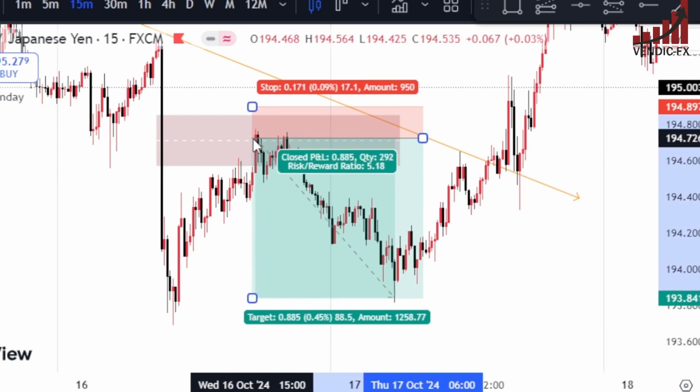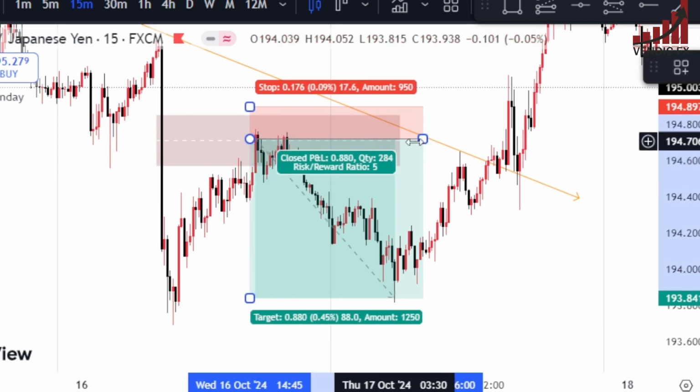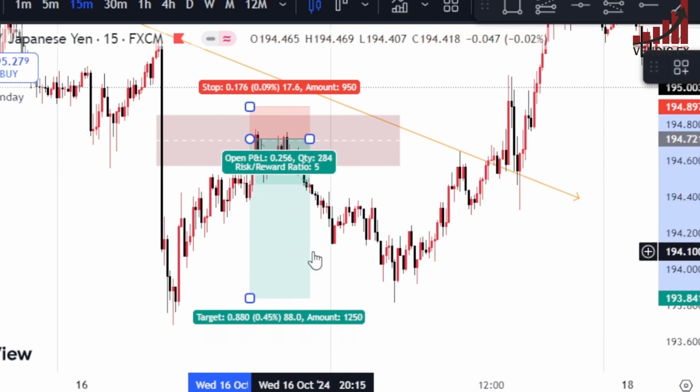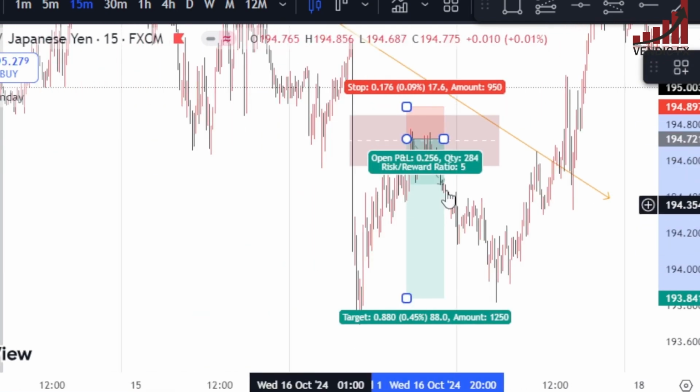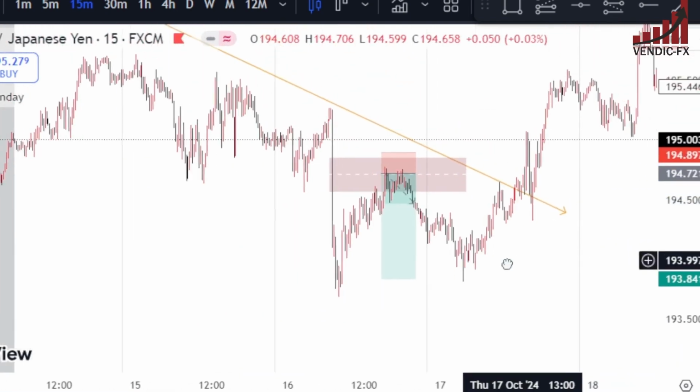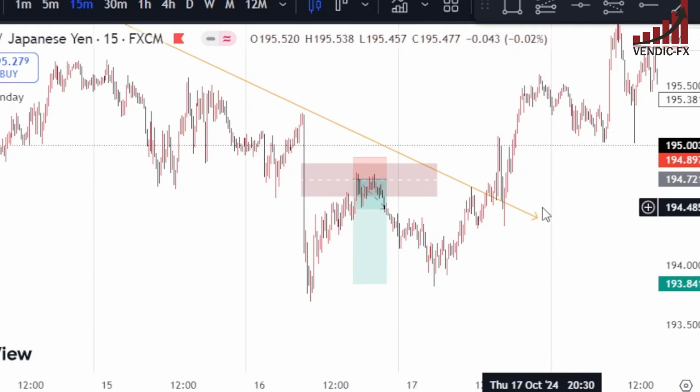Okay, it's going to reverse from this zone. You are not really sure, you just get into it, but based on your confirmation and that you are going downward, this was a very nice entry. So this is how to get a justified entry.